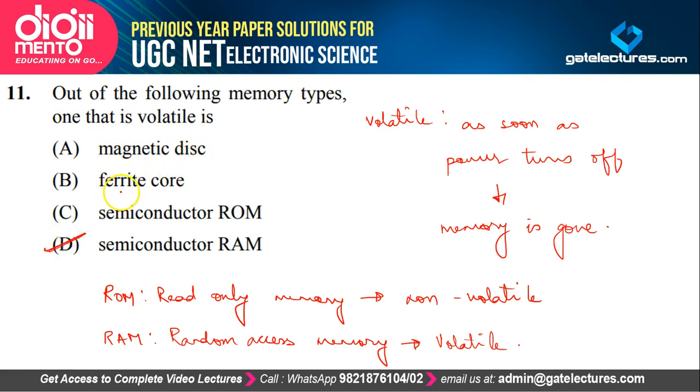See, if you talk about this magnetic disk or ferrite core, these are different types of memory that have been used before, but they are not in a lot of use nowadays. So magnetic disk and ferrite core are permanent storage memories.